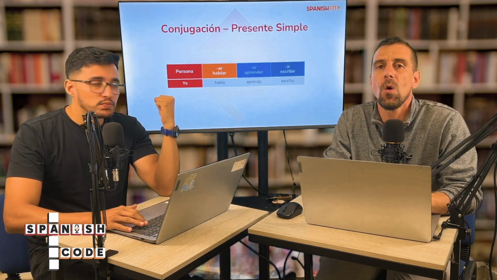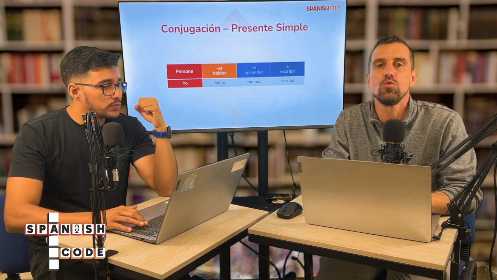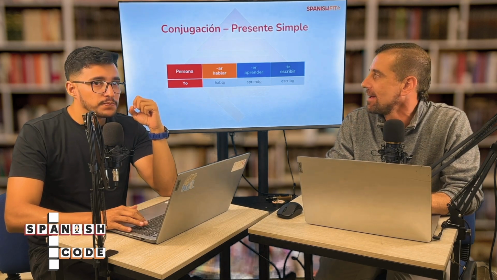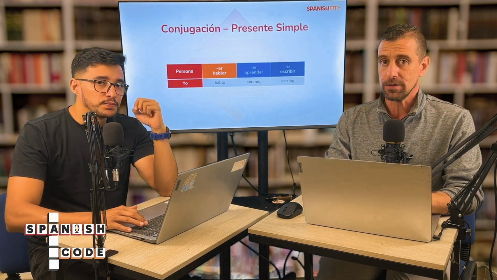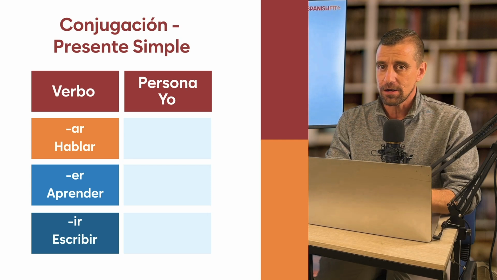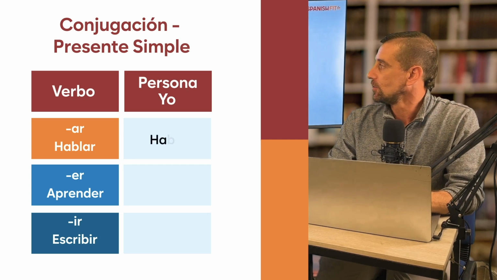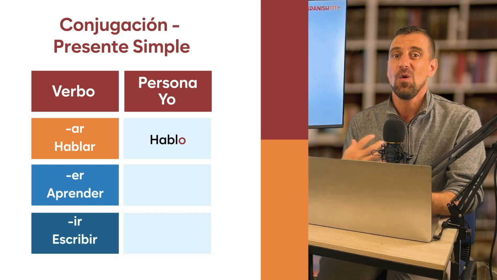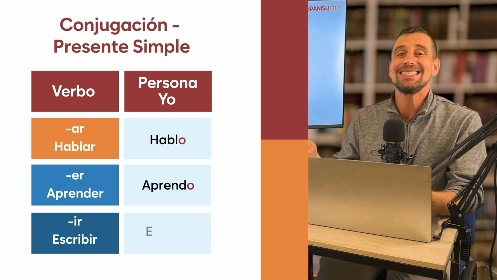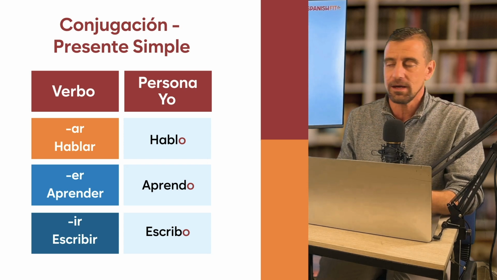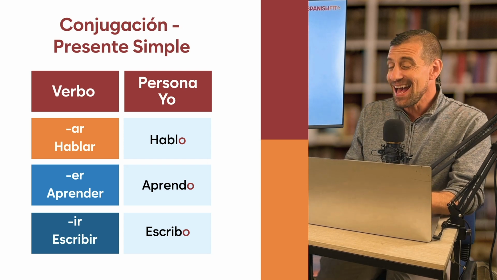O. So A, E, O, U, right? We already did that class, so you might be doing it next. But that sound is going to become really important. So again, we take off the AR, the ER, or the IR, and we add O. So yo hablo, yo aprendo, yo escribo, yo vivo, I live in Colombia. And it's that easy, guys.